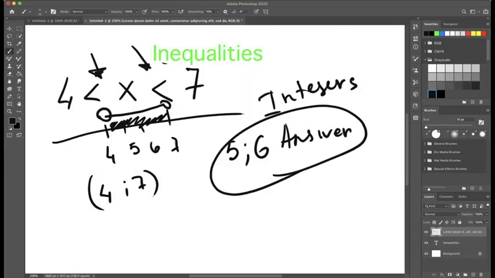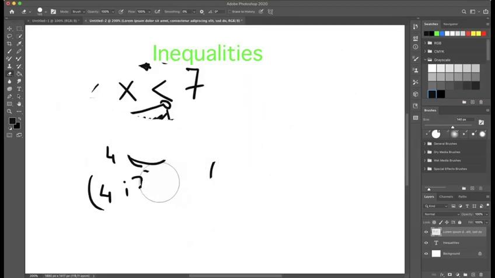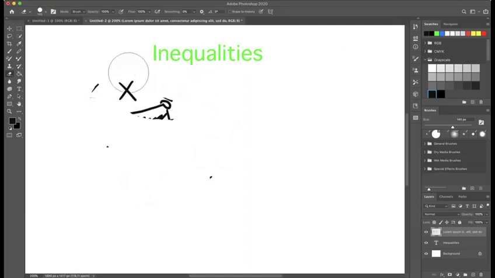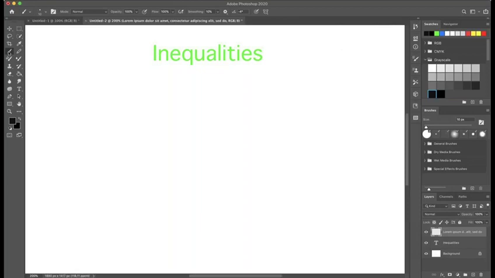4 and 7 I cannot include because they mentioned that it's an open interval. But 5 and 6 I can take. They said integers. What do integers mean? No fractional, no decimal part. So just whole numbers, 5 and 6, between 4 and 7.